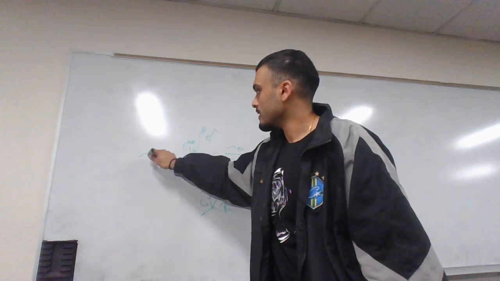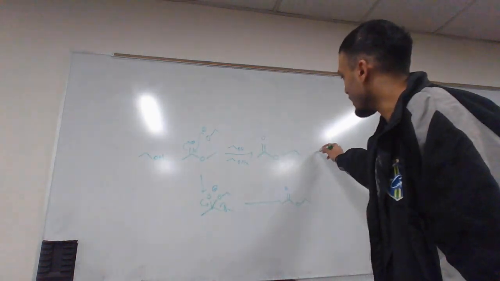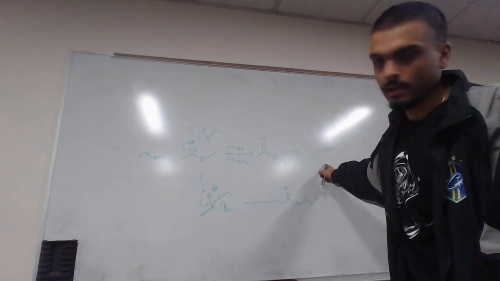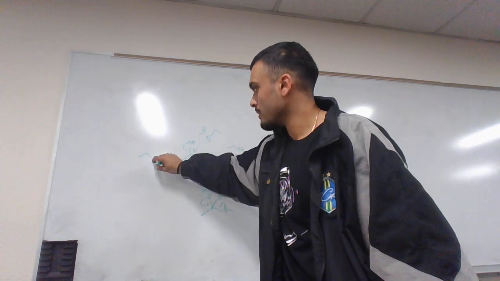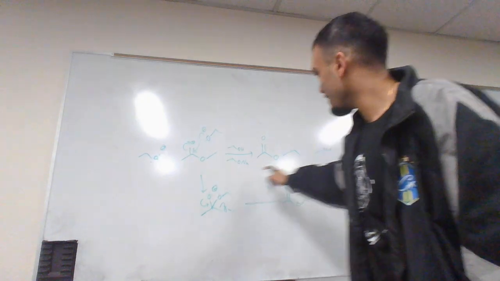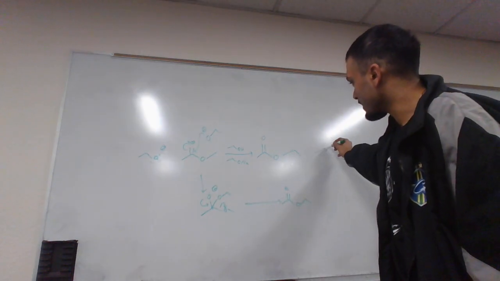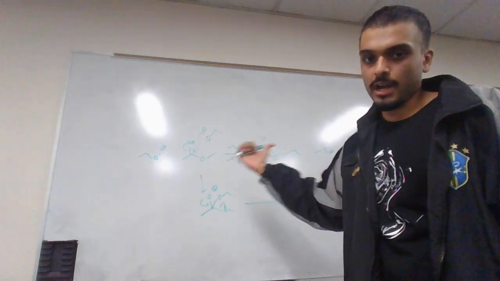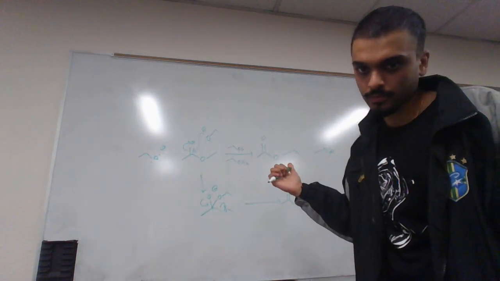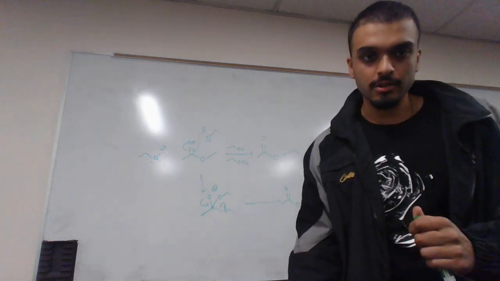If ethoxide is a reactant here, and methoxide is a reactant there, then increasing the concentration of this will push the reaction towards the product side. So this is all concentration based.